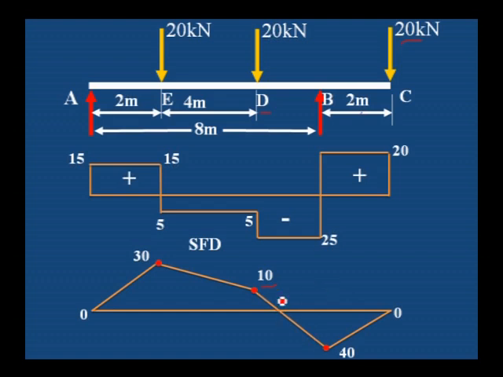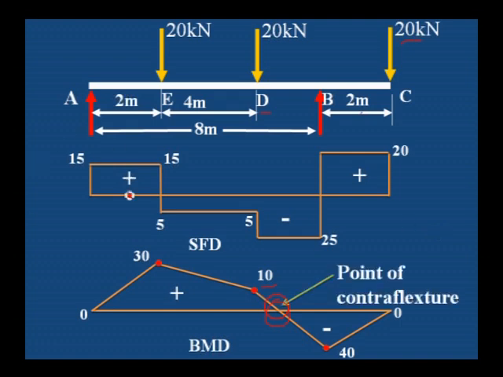When you join the points, you can observe one particular point where bending moment is 0. That point is known as a point of contraflexure. Point of contraflexure means it is the point where bending moment is 0 or bending moment changes its sign. This point of contraflexure occurs in overhanging beam only. We have not observed the point of contraflexure in simply supported beam or cantilever beam. This is the point of contraflexure.